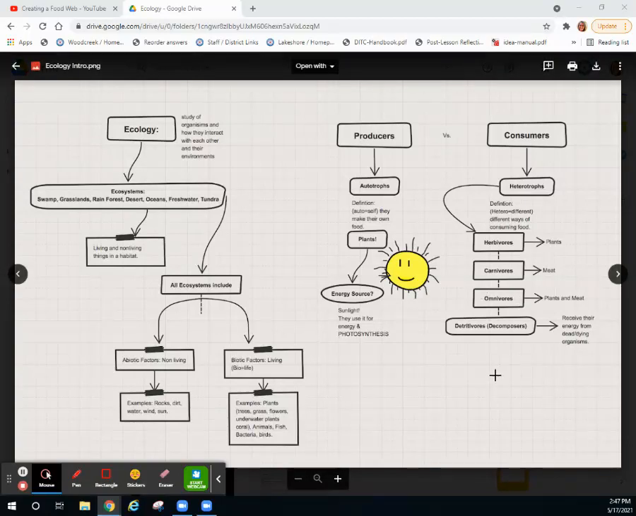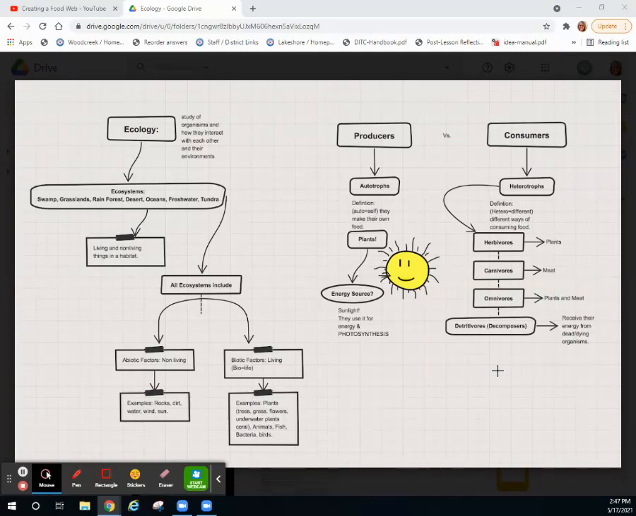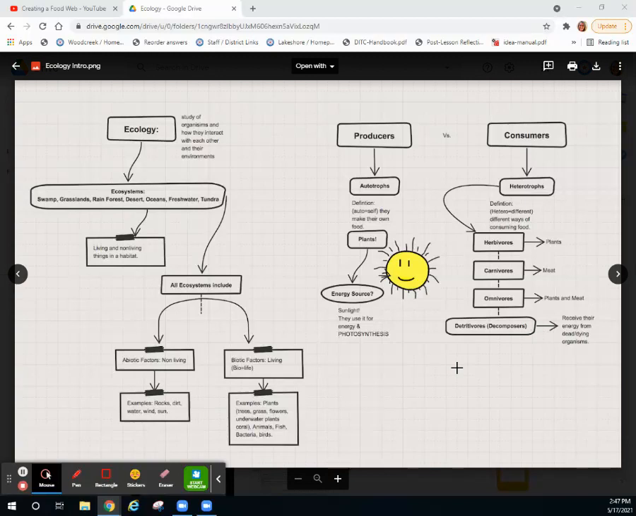And then you have the detritivores. I can't pronounce that very well, but those are our decomposers. And they receive their energy from dead or dying organisms. And we'll get into some decomposers more when we talk about our food webs.